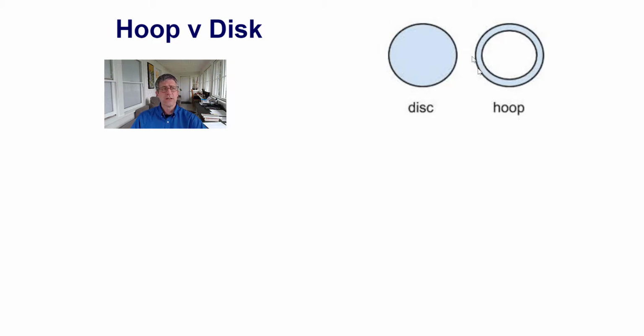So really what I want to look at is, what is the distribution of mass? If it has more mass that's further away, that's going to be harder to get to rotate, so I'll have a higher moment of inertia.